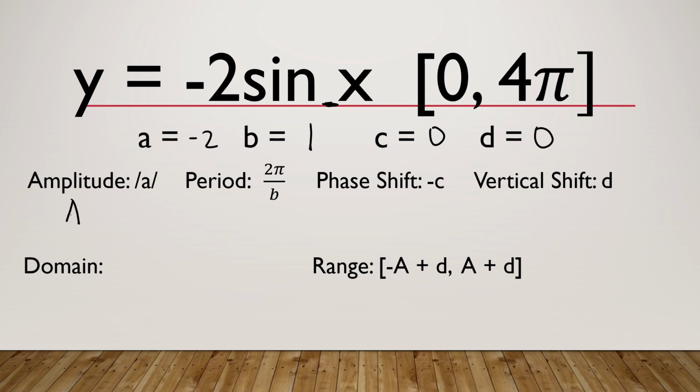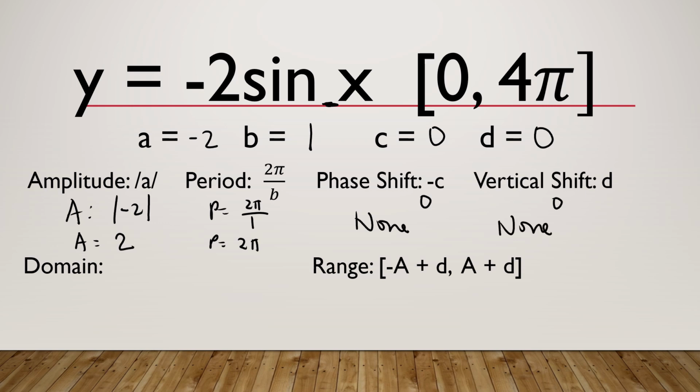By getting the amplitude, we're going to apply absolute value of negative 2. So the absolute value of negative 2 is 2. Therefore, our amplitude is equal to 2. For the period, p is equal to 2 pi over, instead of writing b, we're going to write 1. So 2 pi divided by 1 is equal to 2 pi. For phase shift, since our c is equal to 0, the phase shift is none. For vertical shift, since our d is equal to 0, our vertical shift is none. It implies that there is no movement from right to left and upward, downward.